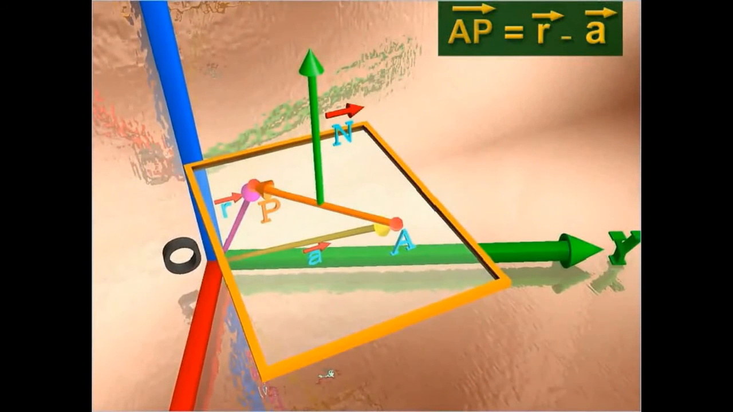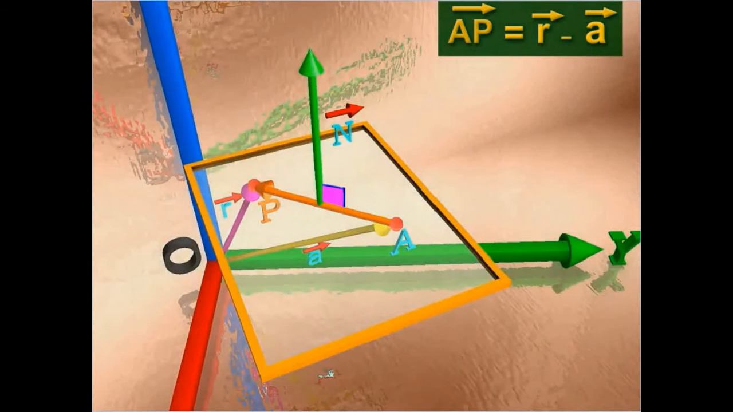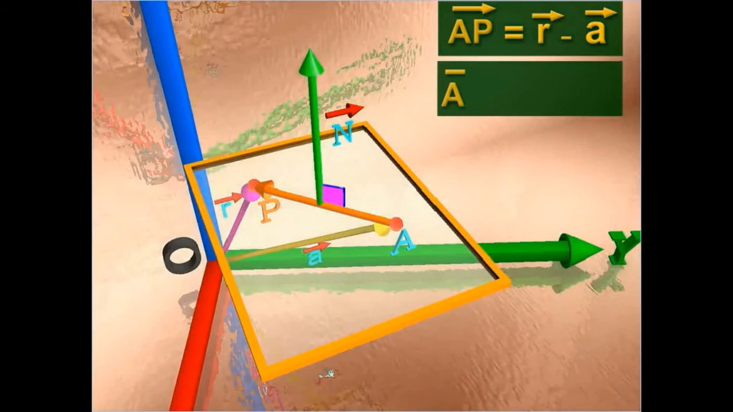If a vector n is perpendicular to the plane, then it is perpendicular to any line on the plane. Thus, vector AP is perpendicular to vector n. This further helps us to deduce that the dot product of vector AP and vector n is 0, as cosine of 90 degrees is 0.